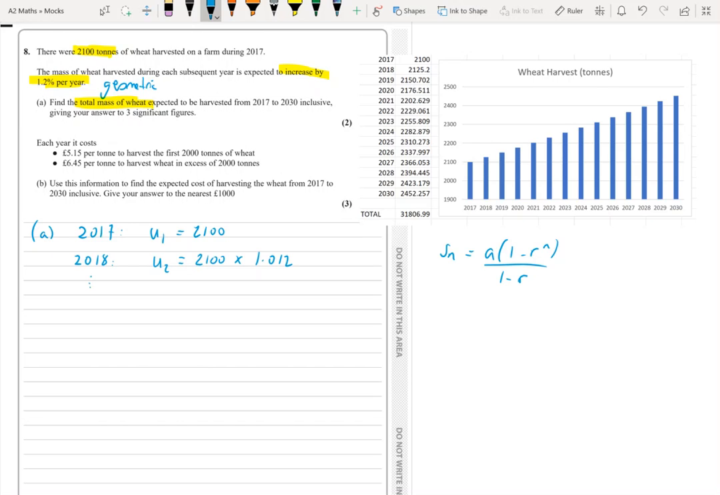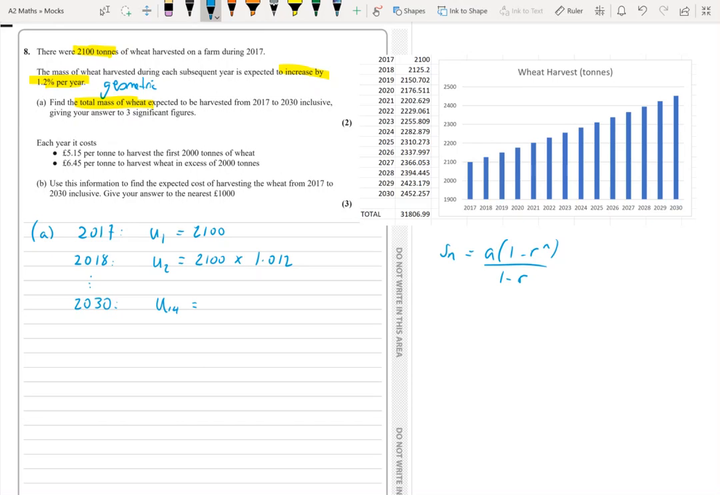And then we want that pattern to continue until 2030. Now you need to think carefully. 2017 was U1, 2018 was U2. We need to subtract 16 off the end of the year to convert it into a sequence number. So the end of the year is 30, subtract 16, that'll be U14. Okay, so we're actually looking at 14 terms in this sequence.